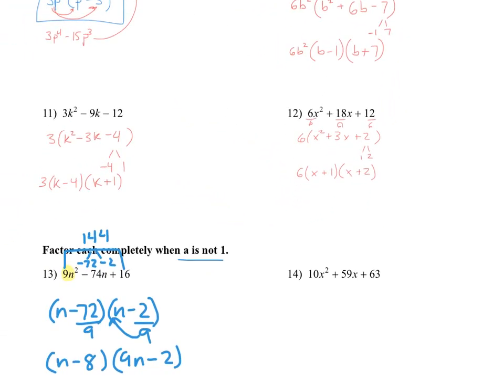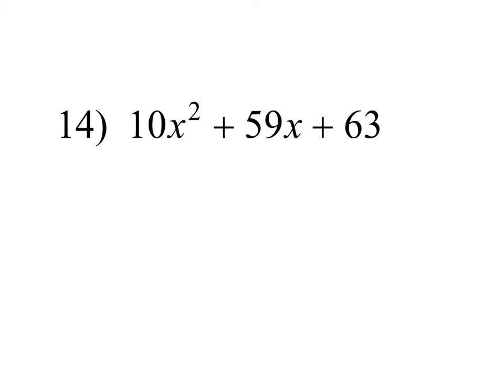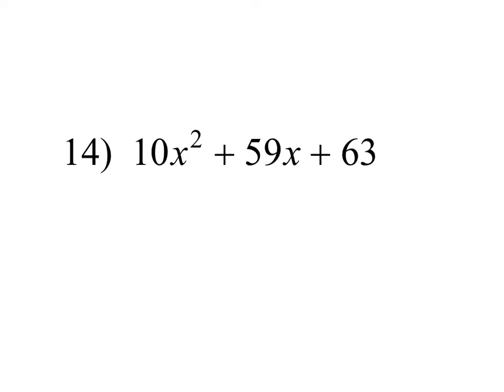So we factor when a is not 1. Meaning that this number out front is not 1, and we can't pull out any greatest common factors. So what do we do now? We multiply the first and the last one together. So we get 630. So now we need 2 factors of 630 that add up to what? 59, our number in the middle. So what are our factors going to be here? 45 and 14.